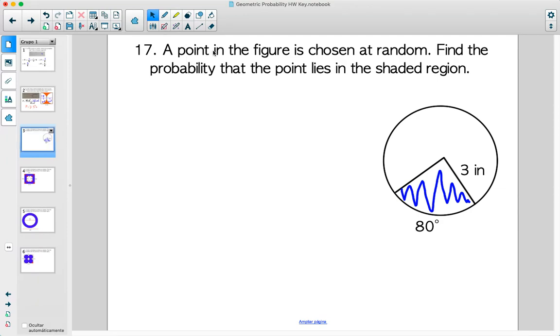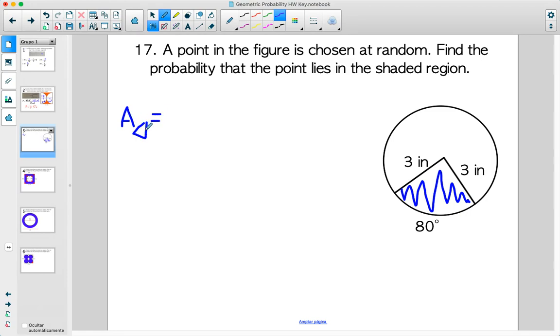17. A point in the figure is chosen at random. Find the probability that the point lies in the shaded region. So this is the shaded region right here. And what we have is a sector that is shaded. So what we want to do is find the area of the sector. So I'm going to label it like this, almost like a sector notation.